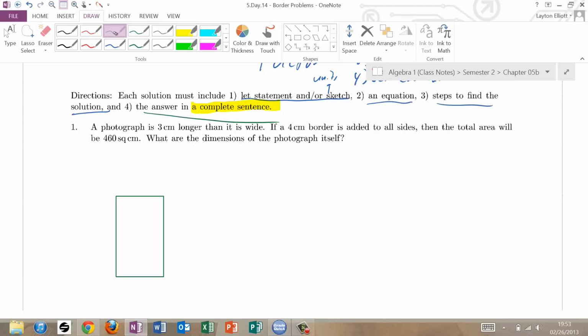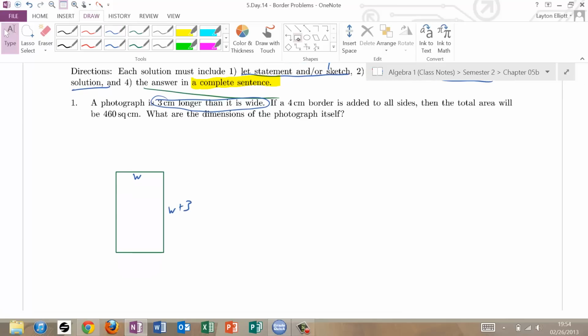Well, it wants to know the dimensions of the photograph, and it says that it's 3 centimeters longer than it is wide. So what that tells me is that we're going to have a width, and then we're going to have a width plus 3 for our length. That right there is enough information about the photograph itself. Okay, if you have a separate color, use it. If you have a separate type of pen or pencil, use it. Otherwise, just shade in a different color.